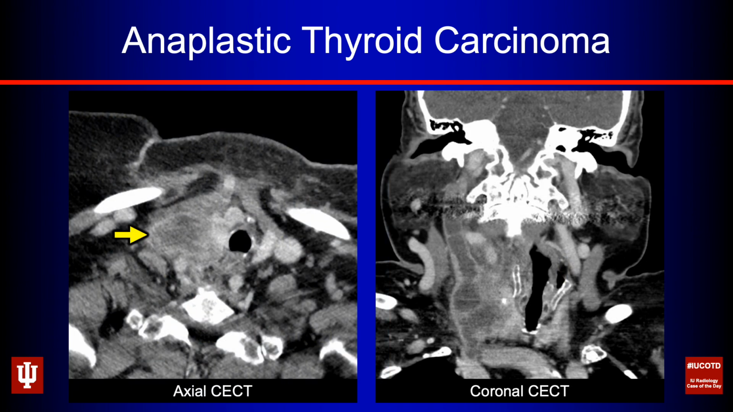This is another patient with anaplastic thyroid carcinoma. You can see this really ugly right thyroid mass. It's partially necrotic. It's invading out into the surrounding soft tissues. And speaking of those surrounding soft tissues, you can see it's invaded the internal jugular vein, which has a long segment of internal thrombus.